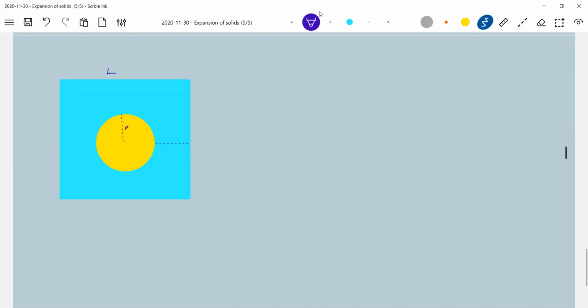There's a length L, radius R. Okay, fine. This much is this. So let me call this distance as say A. I will raise the temperature, at higher temperature. What do you expect L, R, and A?